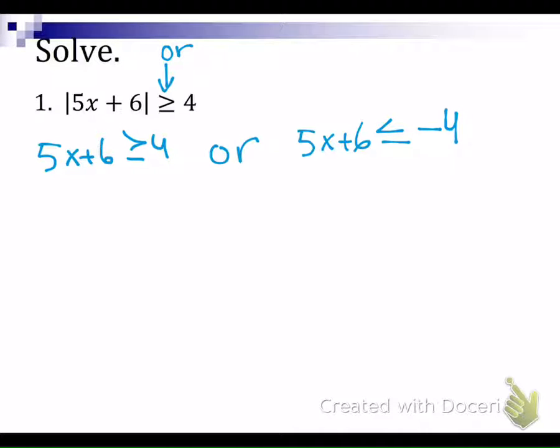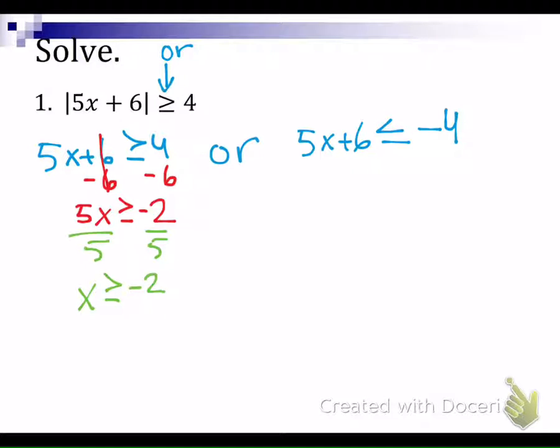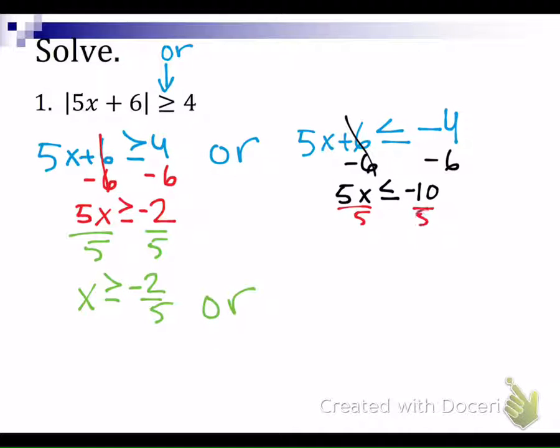How would I solve them? Minus 6, minus 6. So we have 5x is greater than or equal to negative 2. Divide. I get x is greater than or equal to negative 2/5. Or, same thing over here. When I subtract 6, I think this side's going to work out a little neater. So 5x is less than or equal to negative 10. Divide. So I have x is less than or equal to negative 2.